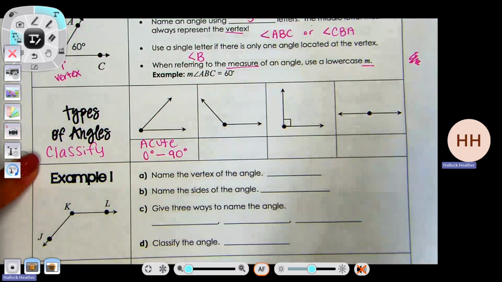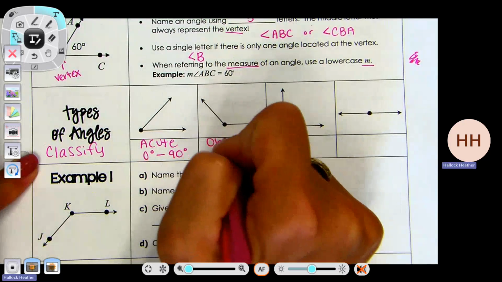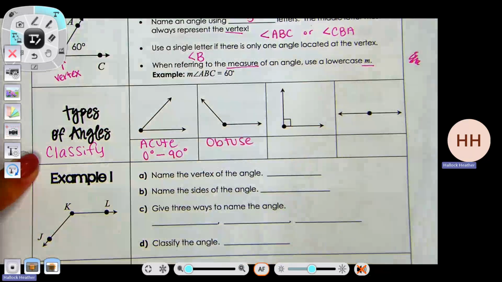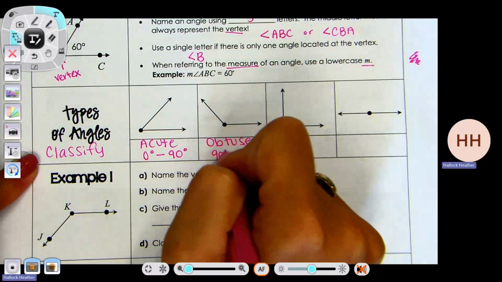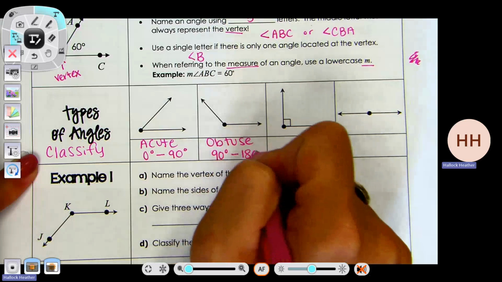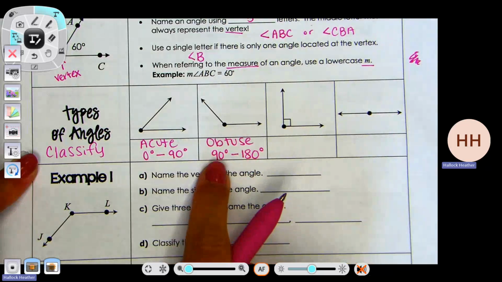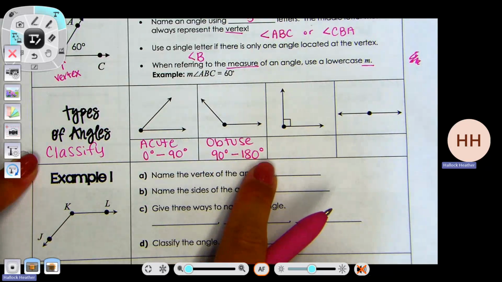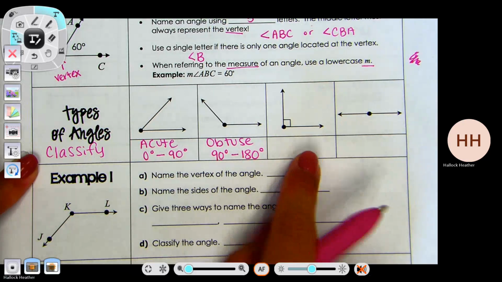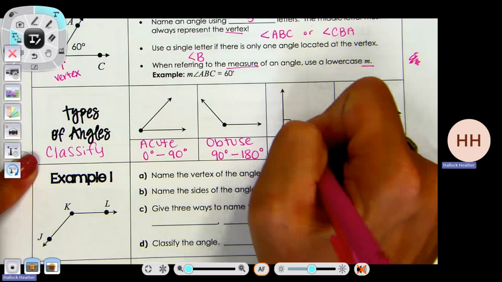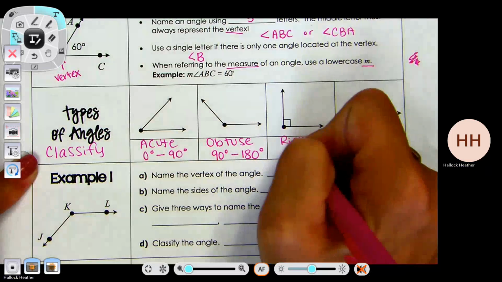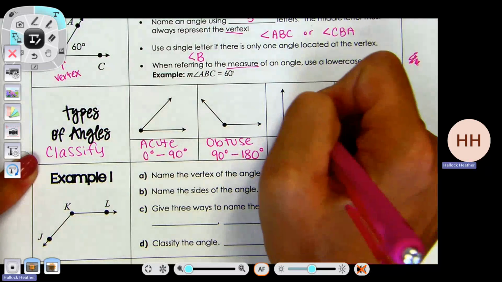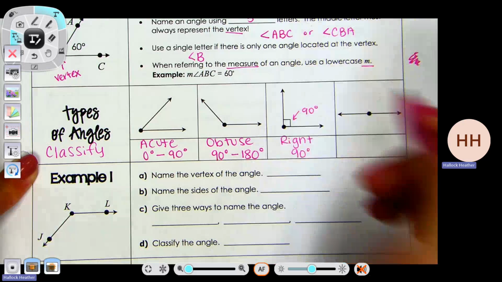Okay. What about this one? Obtuse. And what angles would this be between? Good. 90 and 180. It's not 90 because then it would be a right angle. It's not 180 because then it would not be obtuse. It would just be a straight line. Okay, what is this one? This one's a right angle. And what does that square mean? 90 degrees. So when you see this square, automatically it's 90 degrees every single time.